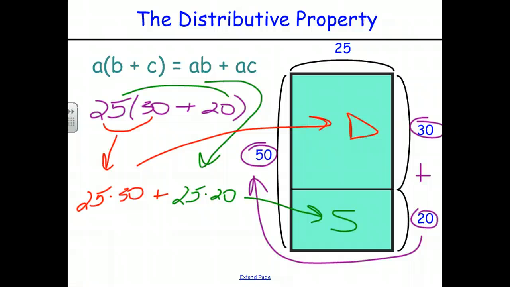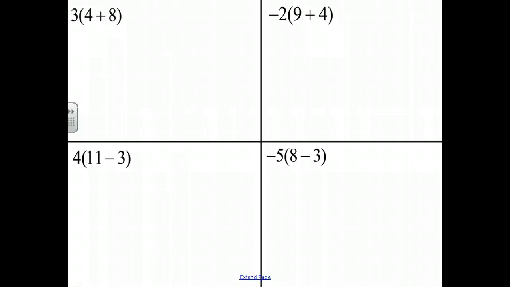50 times 25 is the same as 1,250, and so is 25 times 30 plus 25 times 20, all of that, 1,250. You can go ahead and verify that for yourself. But for right now, take that idea and look at these four distributive property questions. Now, don't be concerned by the negative integers here. Just do exactly like we know we need to do.